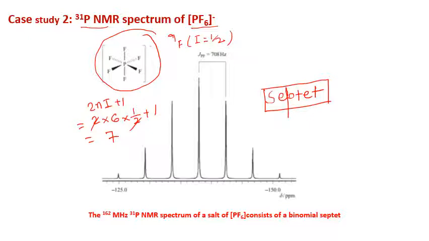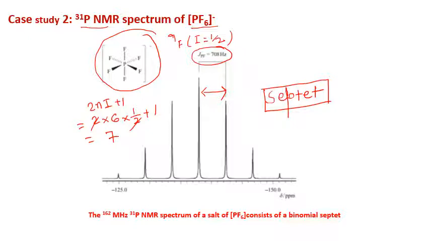Now, one important point is that the separation, the peak gap, is called the coupling constant J. JPF means coupling between this phosphorus and fluorine, and you can see this is a very large coupling constant, 708 hertz, which suggests that there is a direct attachment of the fluorine nuclei to the phosphorus atom.